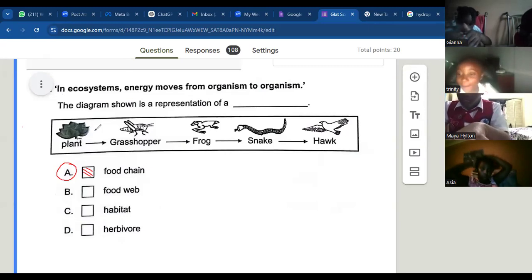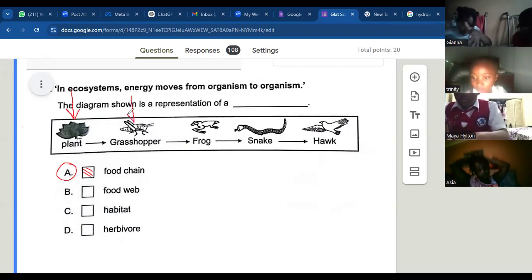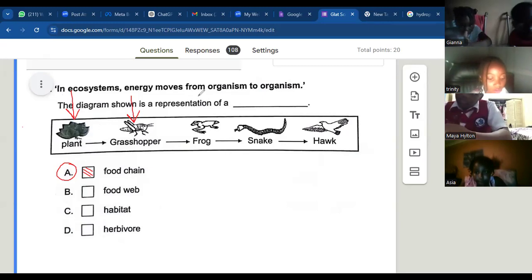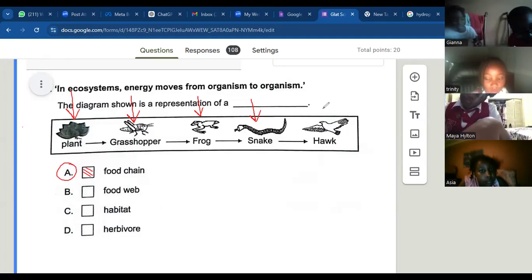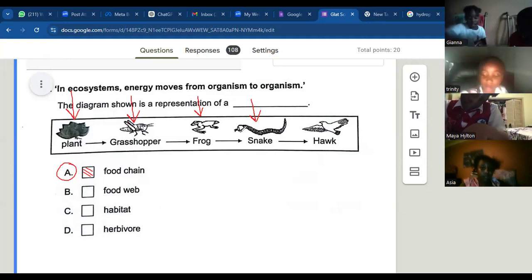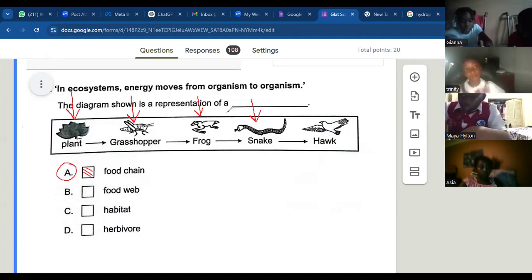This is a food chain. You start off with the producer, which is the plant. Then you move on to the primary consumer, then the secondary consumer, then the tertiary consumer. And then you have the last one, which is the hawk. So basically the grasshopper eats the plants, the frog eats the grasshopper, the snake eats the frog, the hawk eats the snake.